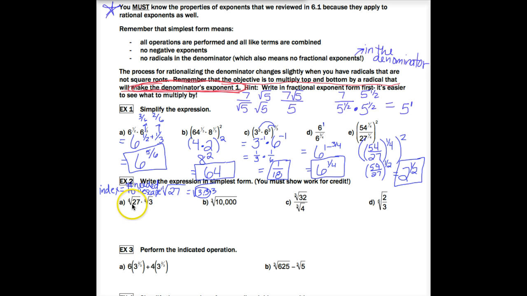So on my jailbreak problems, you're going to start the same way. You're going to factor tree it. So this is the fourth root of 3 times 3 times 3.